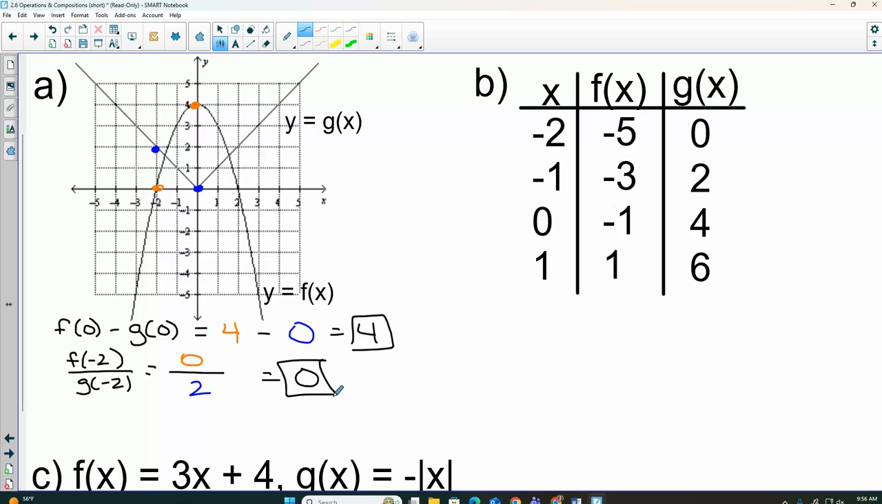Does everyone understand how I got the values from the graph? The number I'm giving you is x, you're finding y. Right? You could also have a table. So if I ask for f minus g of 0, so f of 0 minus g of 0, that means my x is 0. What's f of 0? Negative 1. Minus, what's g of 0? So negative 1 minus 4 is negative 5.